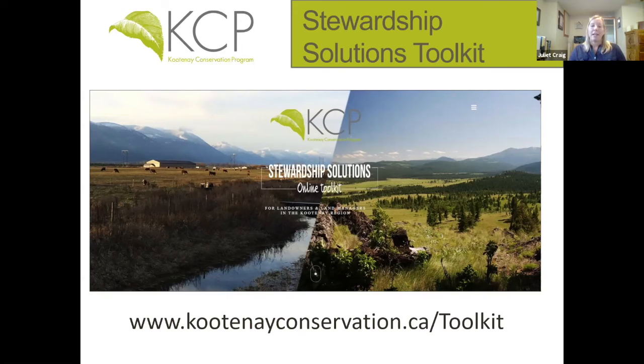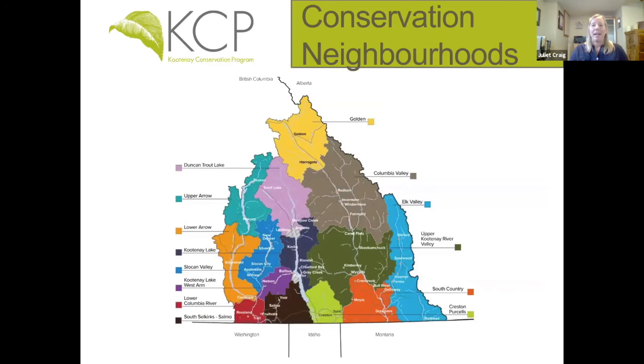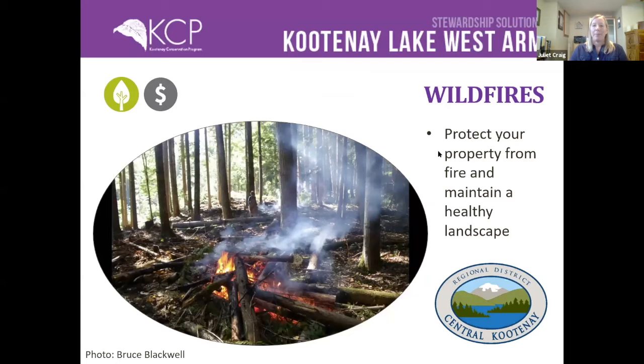You can find it online by just Googling Stewardship Solutions Toolkit or going to this specific link. And it's all divided into the regions of the Kootenays. So no matter where you're a realtor working in the Kootenays, there is information specific to your region. Because I'm sitting in Nelson, I'm going to use the example of the west arm of Kootenay Lake. My internet's been a little slow, so I'm just doing it through screenshots today. But I do encourage you to go online after the webinar, find your area and see what resources are available in your specific region.